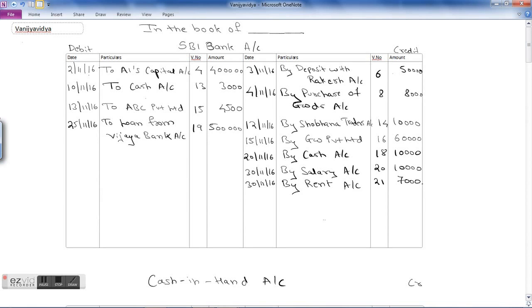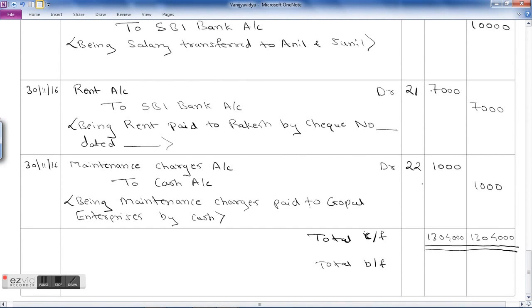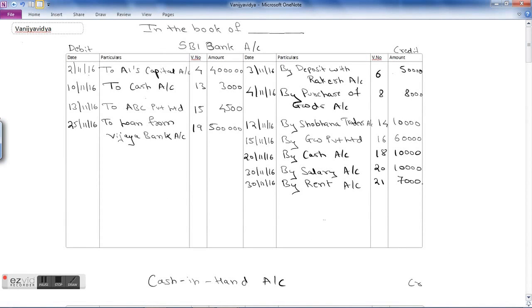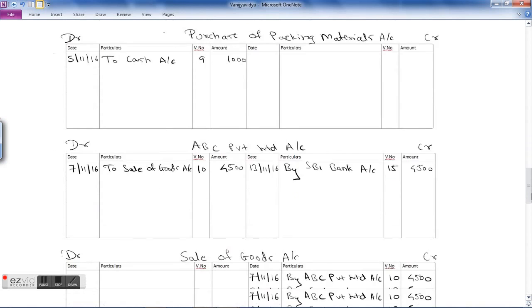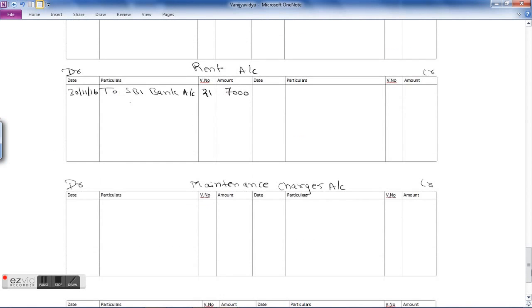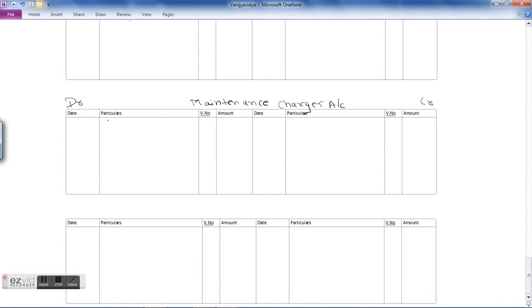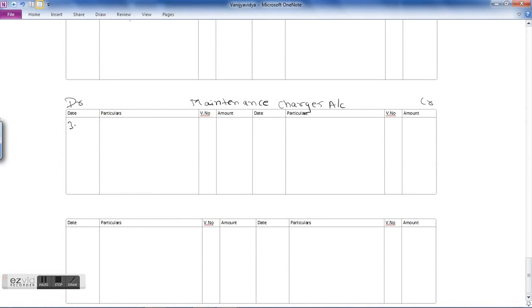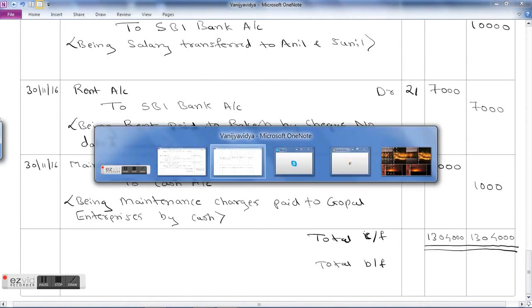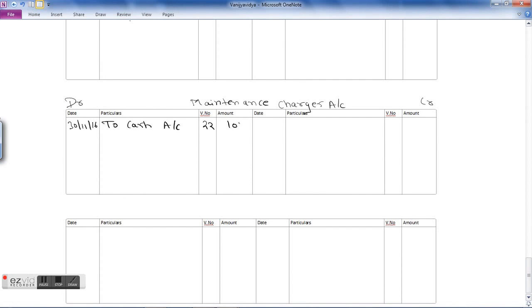Okay, now the next entry number 22, maintenance charges account to bank account. Okay, so let's go to maintenance charges. 30/11/16 to cash account. Maintenance charges we have paid it in cash. Voucher number 22, 1,000. The second effect in the credit side of cash account.